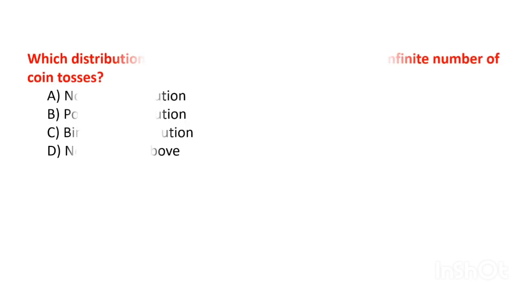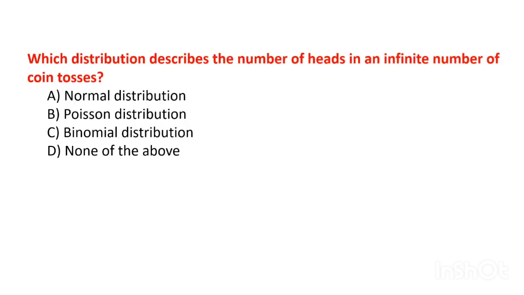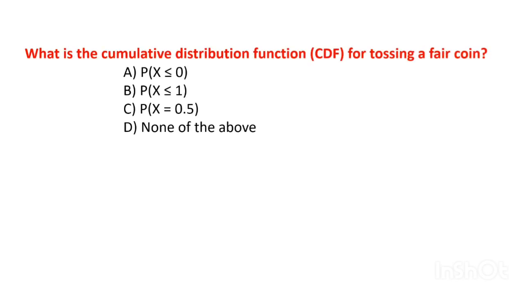Which distribution describes the number of heads in an infinite number of coin tosses? For a large number of tosses, the number of heads approaches a normal distribution according to the central limit theorem. The correct answer is option A.